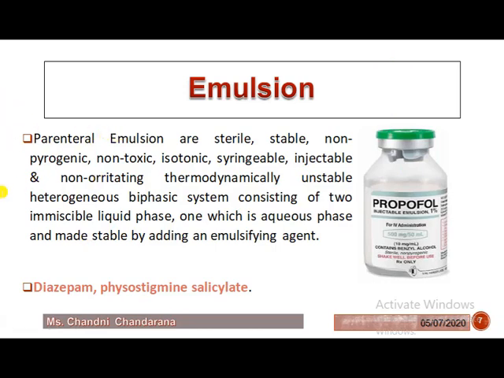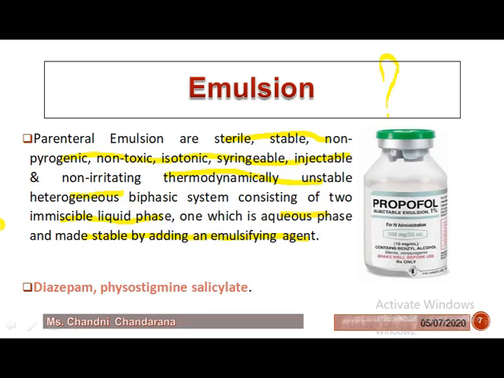Now we will see the parenteral emulsion. Again the same question should arise: why do we require parenteral emulsion? Parenteral emulsions are sterile, stable, non-pyrogenic, non-toxic, isotonic, syringeable, injectable, non-irritating, but a thermodynamically unstable, heterogeneous biphasic system. It contains two immiscible liquid phases, one of which is the aqueous phase, and it is made stable by adding an emulsifying agent.